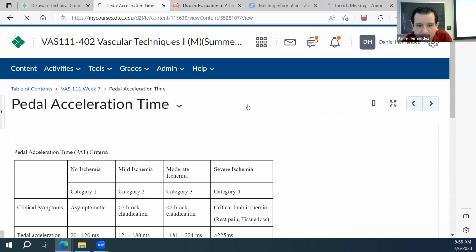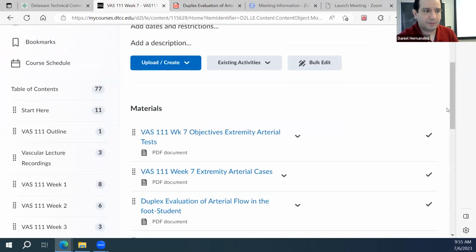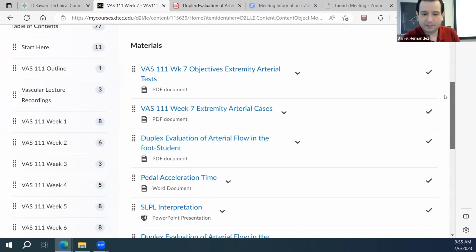What is the acceleration index like normal? Is it when it's over 120? Yes, so once it gets over 120, it becomes abnormal for the pedal acceleration time. So the 20 to 120 would be normal? Normal, yep.